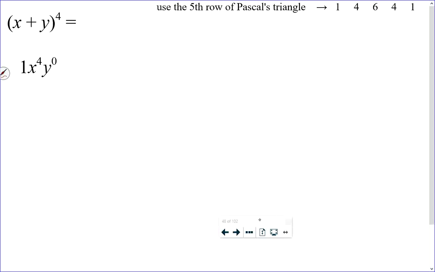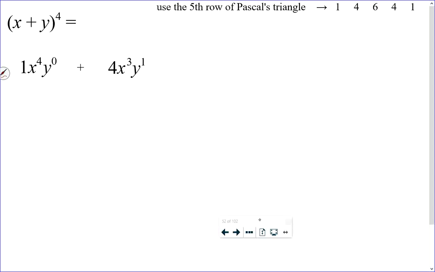My second term will start with the coefficient of the second number in Pascal's triangle, which is 4. And I'm just going to have one less x and one more y. And again, in about 5 minutes, we are no longer going to be looking at Pascal's triangle to find out these numbers. We're going to be looking at something else, which is easier.